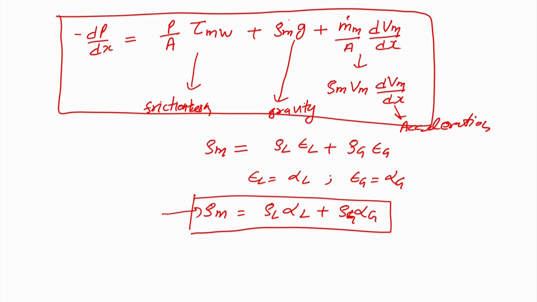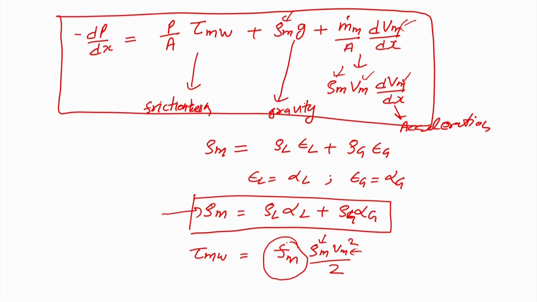So, we can find this rho m very easily. V m we can anyway find. Now, the problem comes again with tau m w. Tau m w will be written as the same friction factor, based on the mixture, into rho m into V m square upon 2. Again, rho m we know, V m we know, the only problem is with the f m.